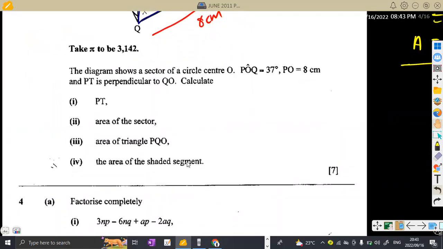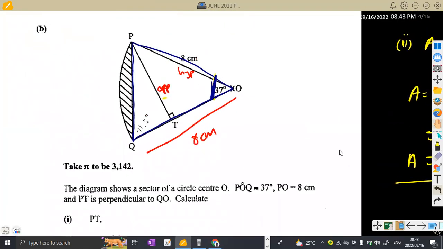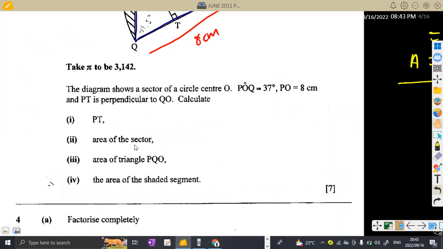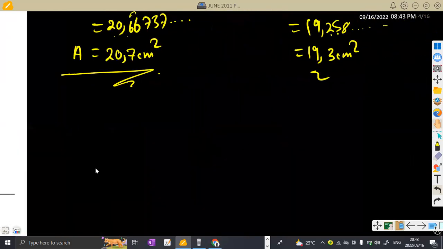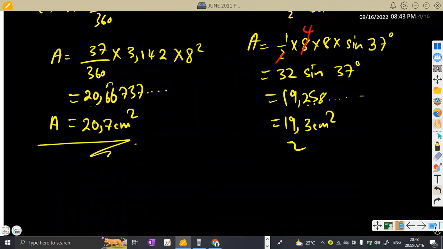So the area of the shaded segment, this is a shaded segment, this one, where we are going to remove the triangle from the sector. So you're going to simply subtract the area of a sector minus the area of a triangle. So the area of a sector is there, the area of a triangle is there. So you're going to simply subtract those two. Okay, so remember, this was our area of a sector, the one that we calculated.